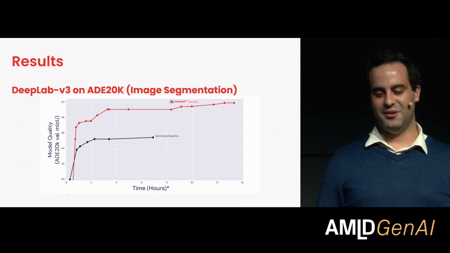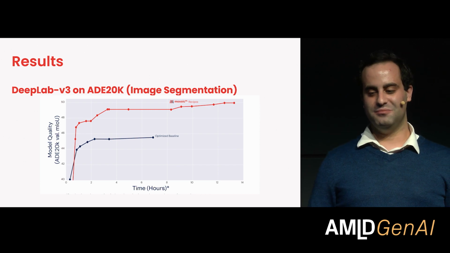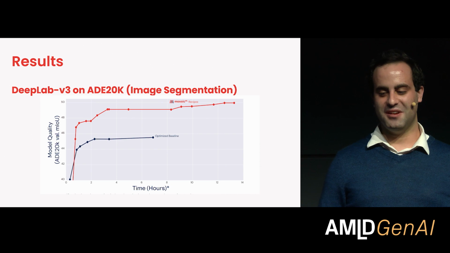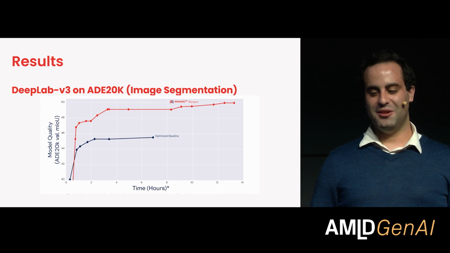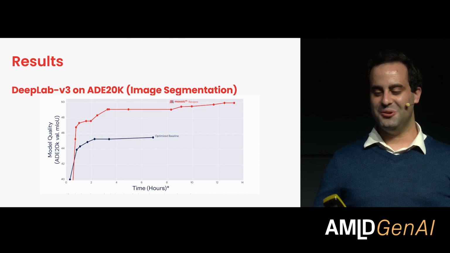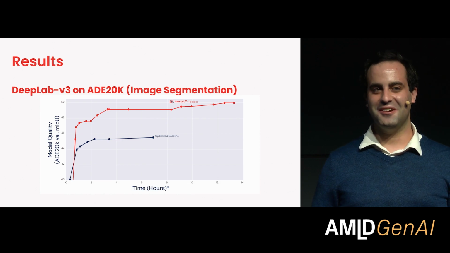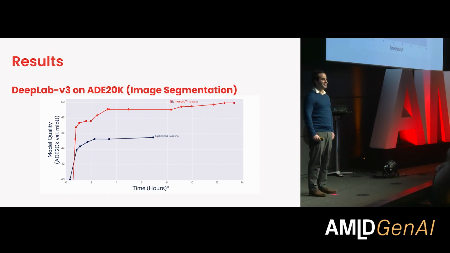This is ADE 20K. Deep Lab v3, so this is image segmentation. You can see the red is us, huge improvements. And if you look at that blue line and you look really closely, anybody see the words there? Optimized baseline. This is actually a 2x improvement over baselines in the literature because you have to optimize your baseline.